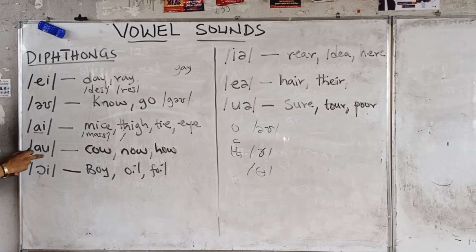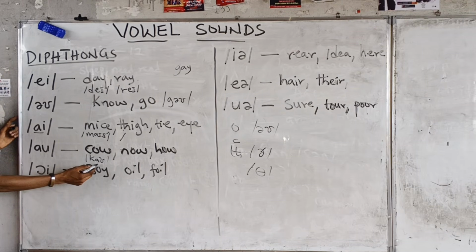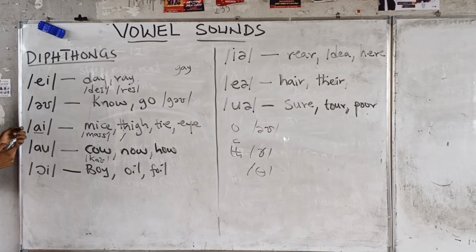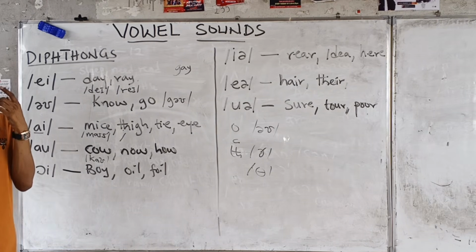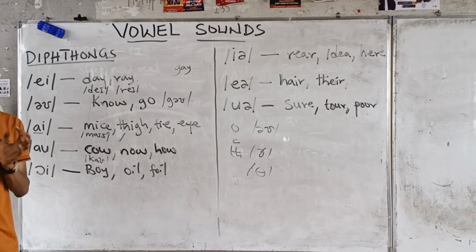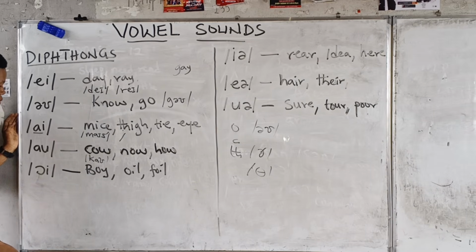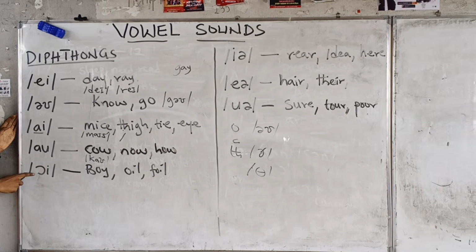Alright. Now this is what? Ow, right? Ow, like cow. If you are transcribing cow, what do you have? Cow. So you see, transcription is not hard, except some of them that our Nigerian English mentality tongue have confused us. So long as you can pronounce it rightly, you can transcribe it. So cow, now, how.